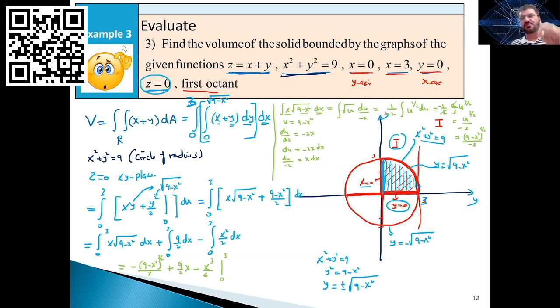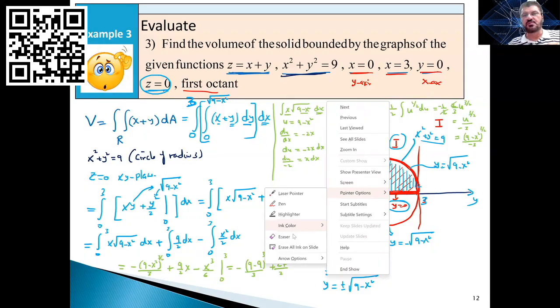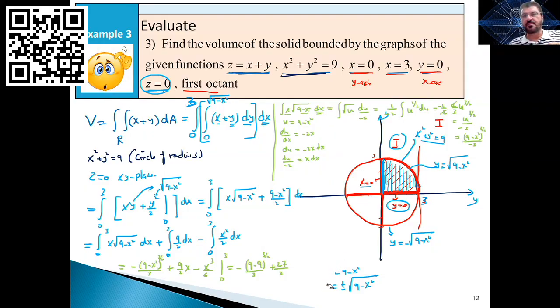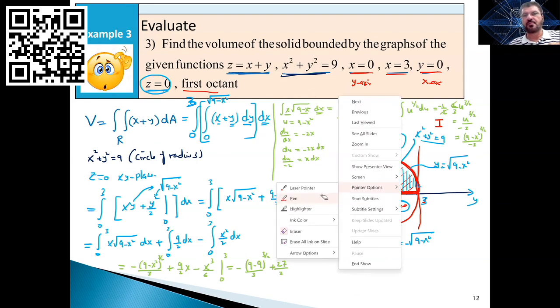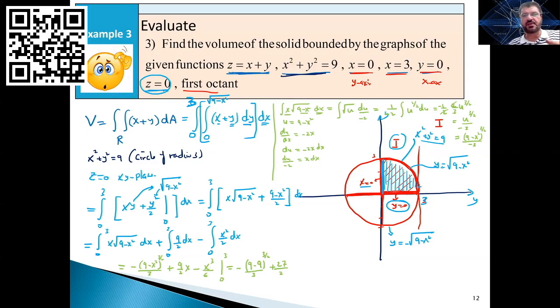If you plug the 3 in first, what do we get? We get minus (9 minus 9) to the 3 half over 3, plus, put the 3 here, so this will be 27 over 2. I think we don't need this 2, so let me erase this my way. And the last one, if I put 3, it's going to be 27 over 6.